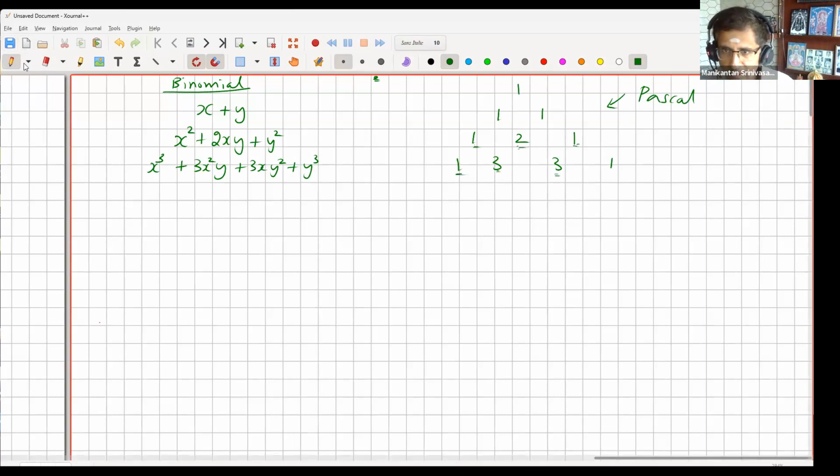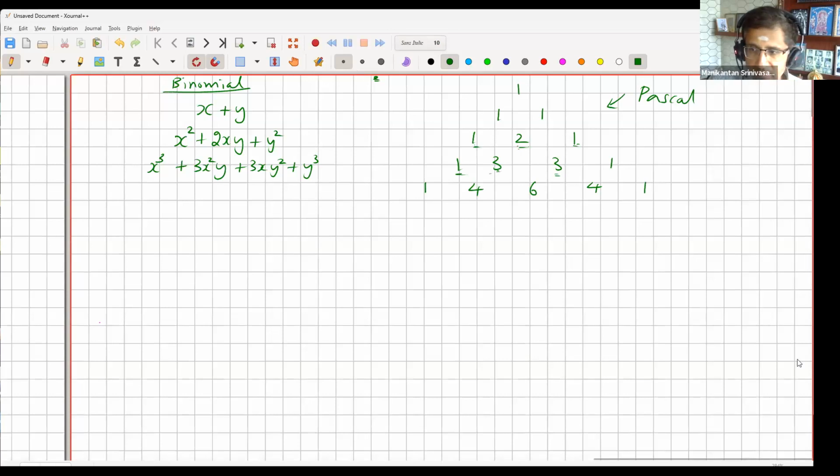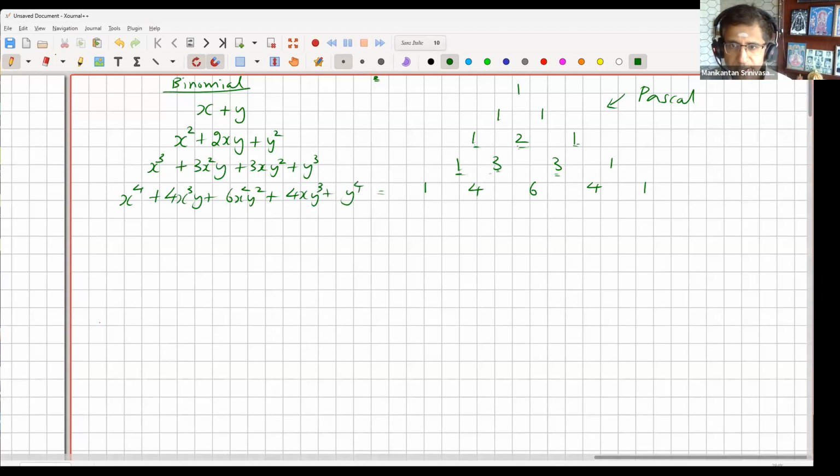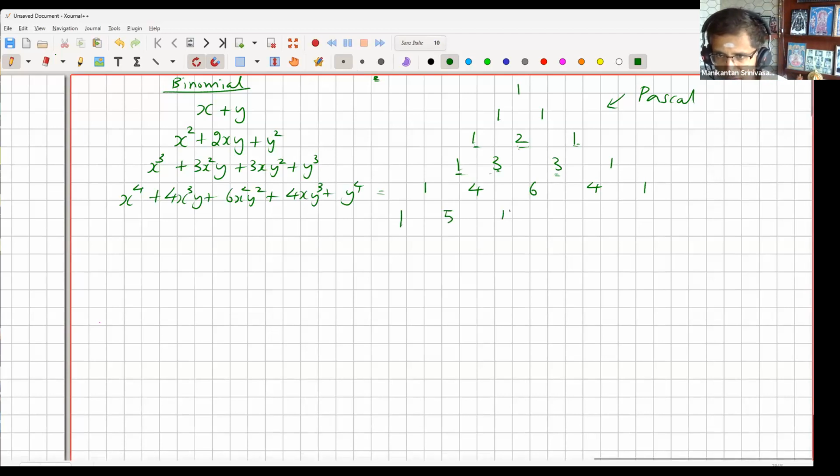And then similarly by the pattern, 1 plus 3 is 4. We put 4 here, 3 plus 3 is 6, 3 plus 1 is 4, and put 1 at the far end. So that is indeed the expansion of x plus y whole power 4. So it's 4x cubed y plus 6x square y square plus 4xy cubed plus y power 4. We can keep doing this, but you can guess the next one is 1, 5, 4 plus 6 is 10, 6 plus 4 is 10, 4 plus 1 is 5. So this will be the coefficients of x plus y whole power 5.